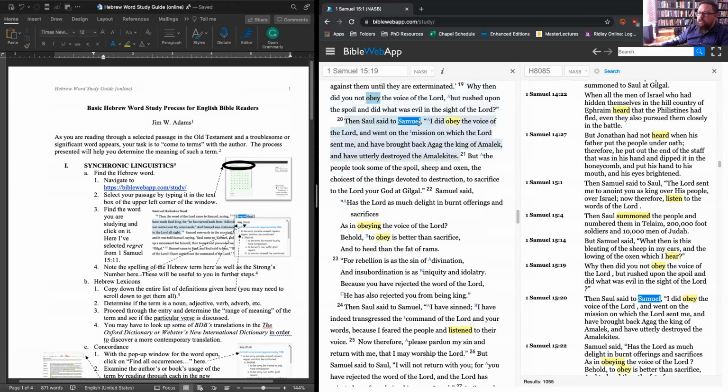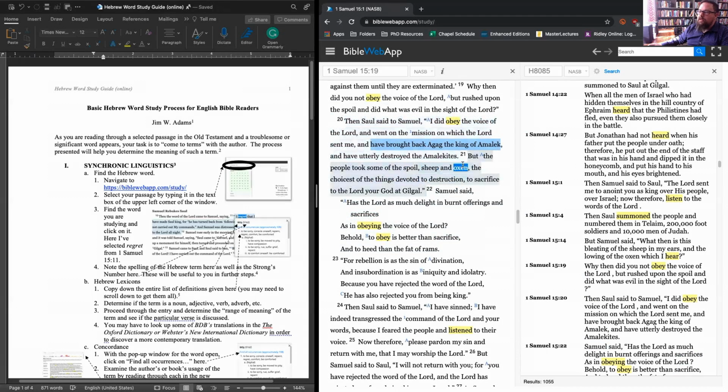And then Saul says to Samuel, I did listen to the voice of the Lord and went on a mission on which the Lord sent me and have brought back King Agag, the king of Amalek, and have utterly destroyed the Amalekites. This is literally the opposite of what was told him. And so he hasn't obeyed the voice of the Lord. He has explicitly disobeyed the voice of the Lord, right?